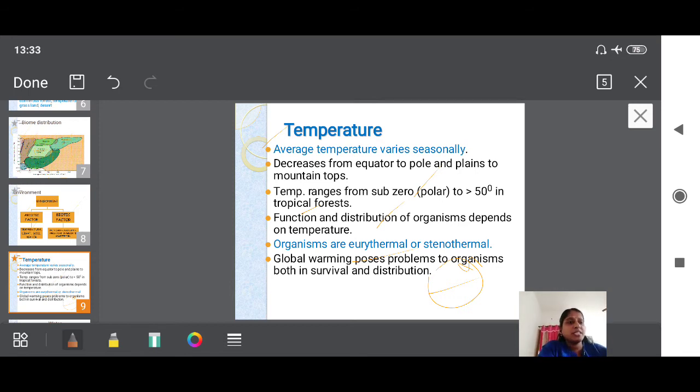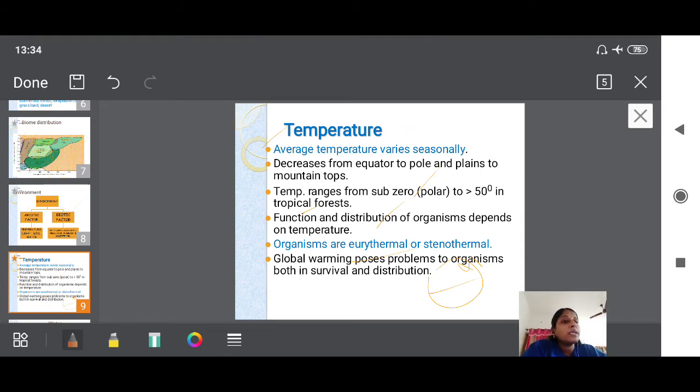We can adapt: we will be covering ourselves with light clothes in summer, sweaters during winter, somehow we are adapting, but stenothermals they cannot. For example, penguin, python, crocodile, they cannot survive in wide range of temperature variations, okay.